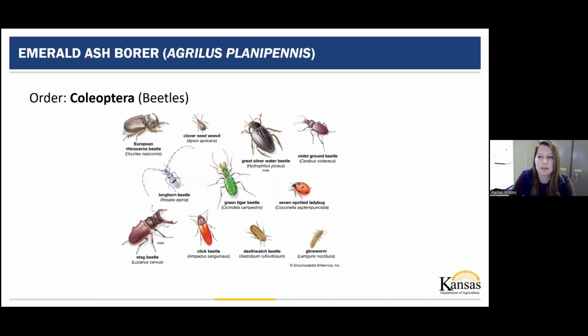So if you think you have emerald ash borer on your property and you want to come up with a management plan for any kind of pest, the first thing you want to do is identify your pest. You want to have a correct ID so you know how to manage it best. So I'm going to quickly go through how emerald ash borer is classified. The beetle is in the order Coleoptera that comprises all species of beetles. It's a very large order. Think of ground beetles, lady beetles, stag beetles, click beetles. It's a very long list.